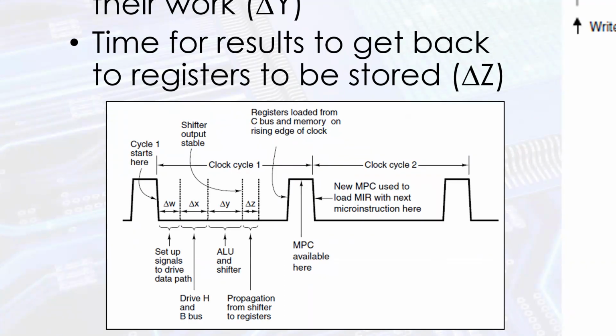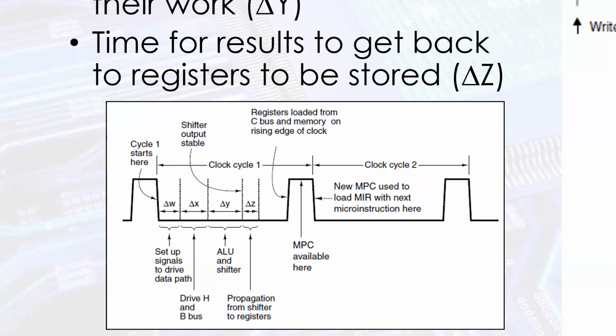And if we think about it logically, we could break it down into 4 stages. One of them was this delta W. You can see delta W is when we're setting up the signals to drive the data path. And then the delta X was driving the H and the B bus. Now this timing diagram was from the MIC1. If we would update that for the MIC2, it would say driving the A and the B bus. So basically driving those 2 buses and getting that data to the ALU.